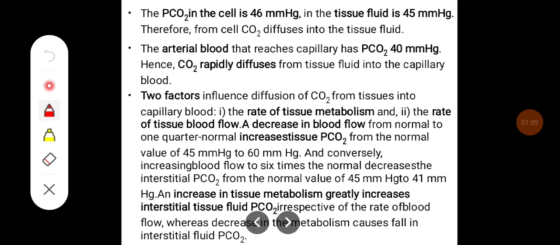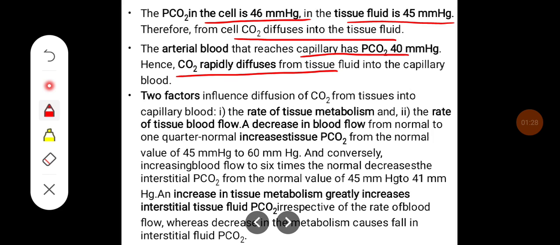Partial pressure of carbon dioxide in the cell is 46 mmHg. In the tissue fluid, it is 45 mmHg. Therefore, from the cell, carbon dioxide diffuses into the tissue fluid. The arterial blood that reaches the capillary has a PCO2 of 40 mmHg. Hence, carbon dioxide rapidly diffuses from tissue fluid into capillary blood.